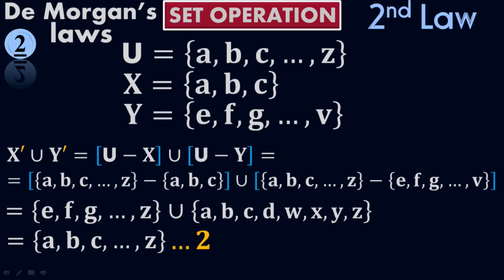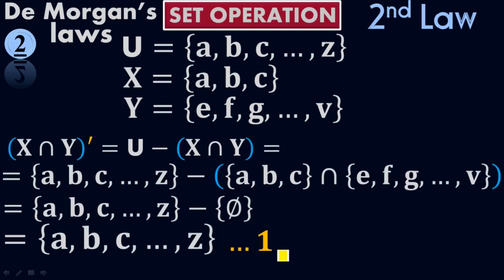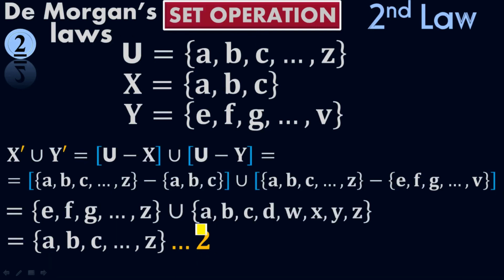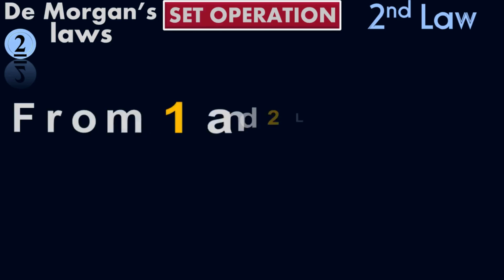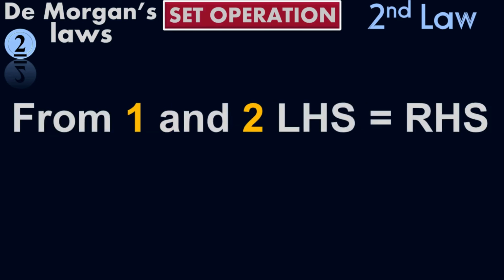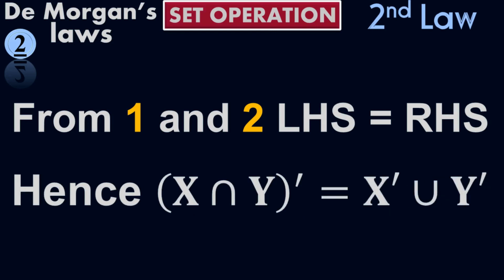So let me give the name equation number 2. In equation number 1, which is the left side, we have A, comma B, comma C up to Z. It is the set of all English alphabets. Similarly, in equation number 2, which is the right side, we have the same set, which is the set of all English alphabets from A up to Z. So we can write that from equation number 1 and 2, left hand side equals the right hand side. Hence, (X intersection Y) the whole complement equals X complement union Y complement. That's what we have proved in equation number 1 and 2, that left hand side equals the right hand side.